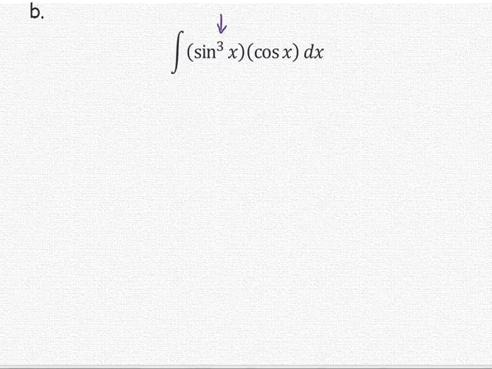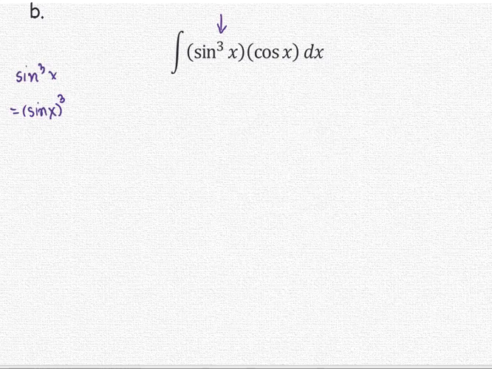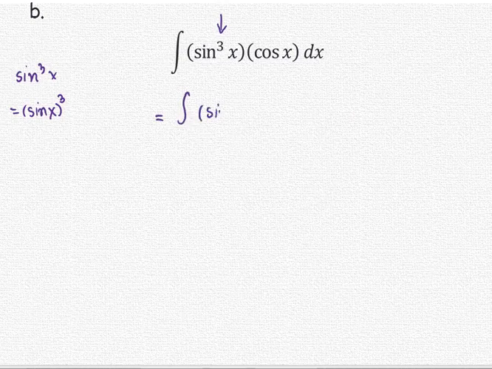So for this trig function, sine to the third of x is the same as sine x all raised to the power 3. If you see this form, it might be easier to identify which one is the inner function that we're going to use as u. Okay, I rewrite it as the quantity sine x raised to the power 3 multiplied by cosine x with respect to x.